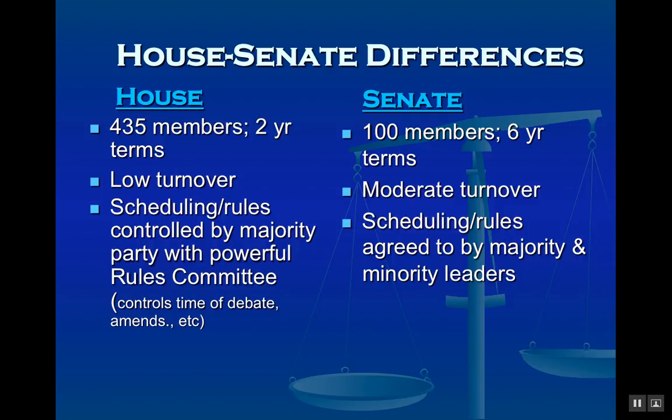Now in the House, as a reminder, the number of representatives is based on population. California is the most populous state in the country, so we actually have 53 representatives in our House of Representatives. So if we're looking at the Senate, of course, we have two senators, but we have 53 representatives in the House.